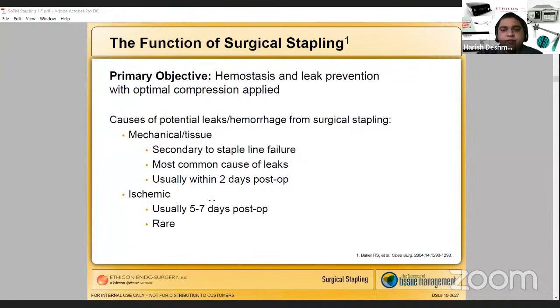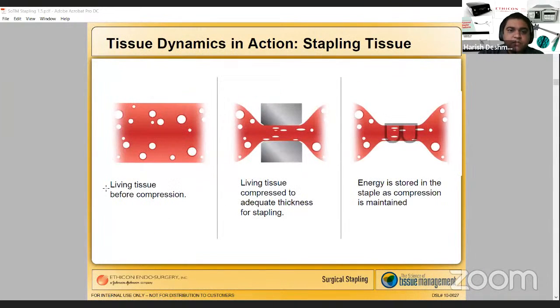So that's why it is very important for us to understand how the stapler reacts, or how the tissue reacts with the staplers, so that we can avoid, as much as we can, stapling issues. Our living tissue, without any compression, is always a thicker tissue. When it is compressed with a stapling device or any other device, there is compression. What the stapler does is hold this compression and hold this energy stored in the stapler.